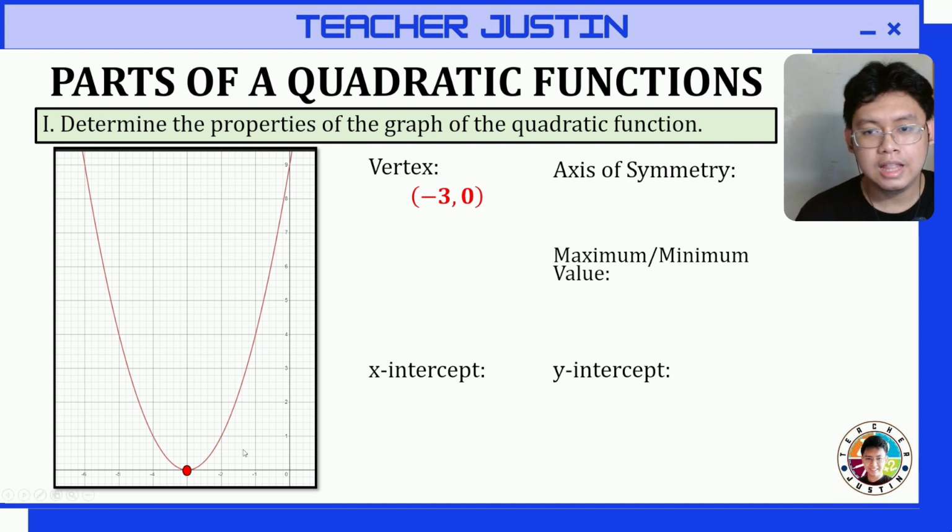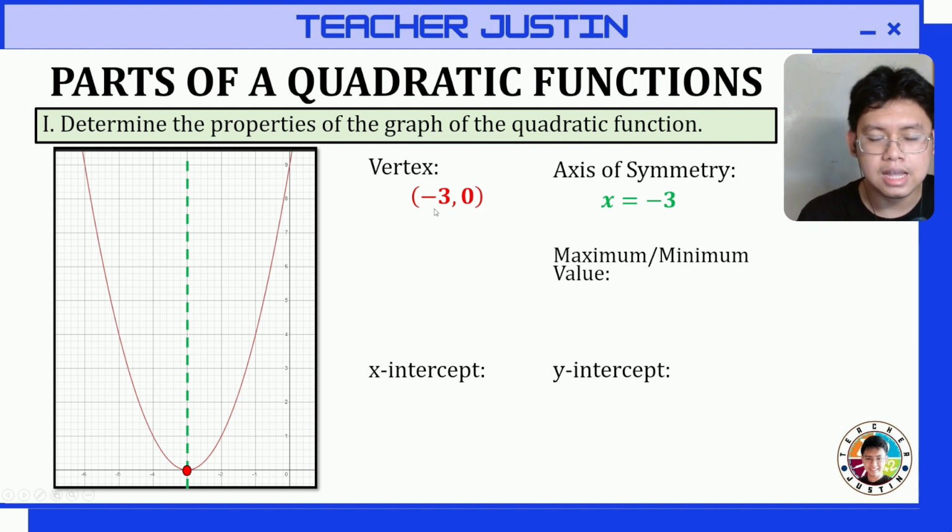Tapos, let's find our axis of symmetry. So, yung axis of symmetry, drawing tayo ng vertical line that will pass through our vertex. Tapos, yung sagot natin for axis of symmetry is an equation having x is equal to the x coordinate. So, yung x coordinate ng vertex natin is negative 3. So, yung axis of symmetry natin is x is equal to negative 3.